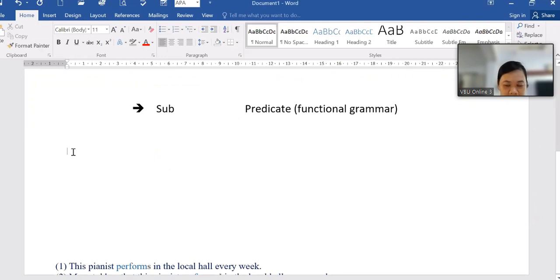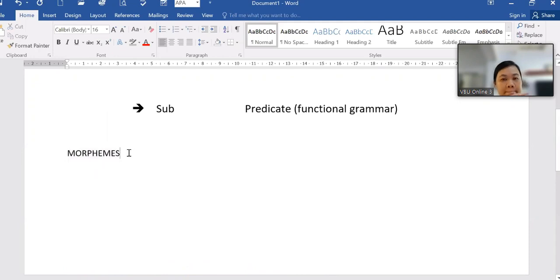Right, morpheme. I think morpheme is the small units of language. It means morphological units of a language that cannot be further divided. No, just about the morpheme, not phonemes. Phoneme relates to the phonology.